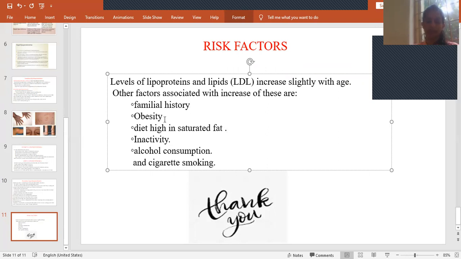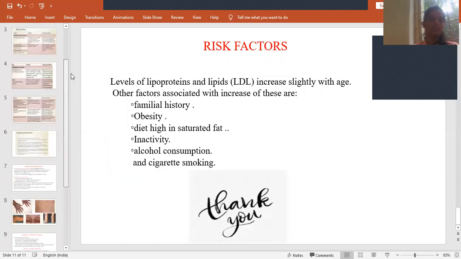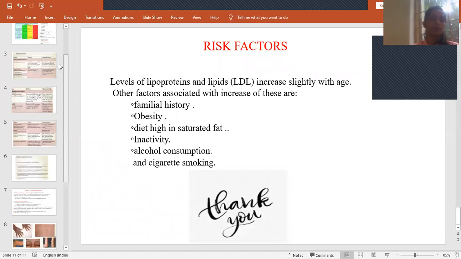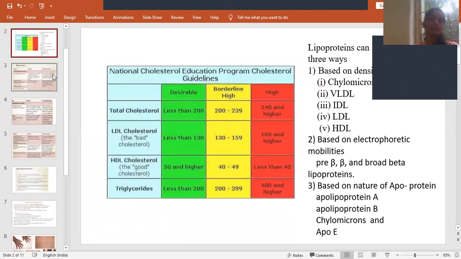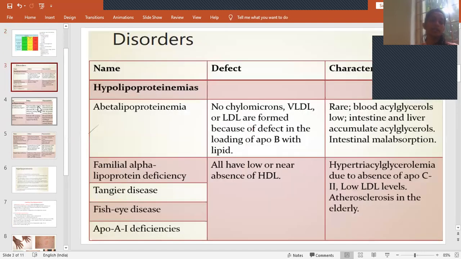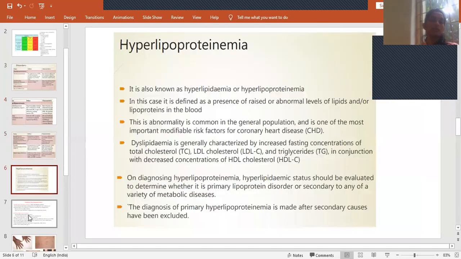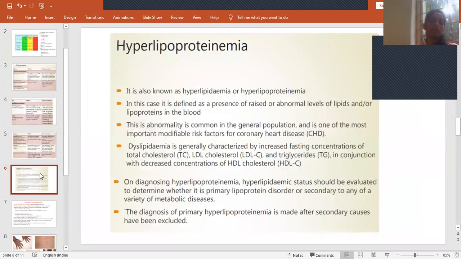Before you study this topic, first have a clear-cut idea of lipoproteins, which you have studied in the first year of your biochemistry, and then go with this table. Look at the different types of lipoproteins, that is, different types of hypo and hyperlipoproteinemias. Then go to this chart: what are the normal ranges and what are the ranges in case of hypercholesterolemia. Then go with the significance of each kind of lipoproteinemia, and you can once go through these main four types of lipoproteinemias.